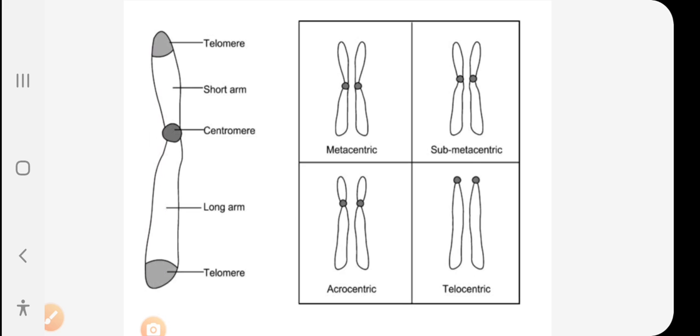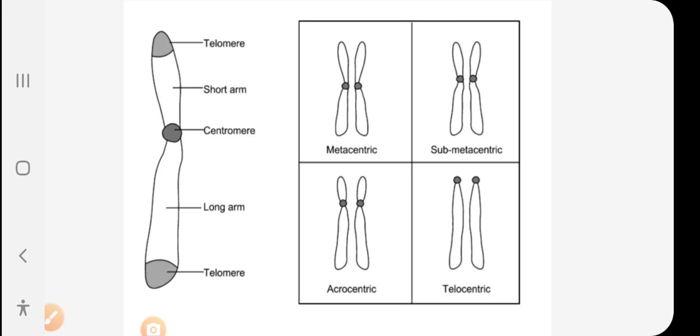And one more thing, not only the number of centromeres. Usually a chromosome has only one centromere, but the position of the centromere is also very important. In some chromosomes, the centromere is present at any end of the chromosome. So in this particular type of chromosome, only one arm is present, and that is known as a telocentric chromosome.